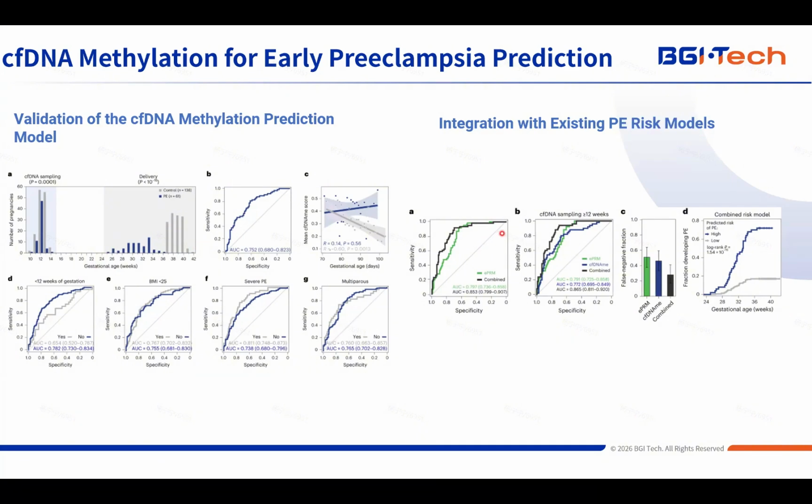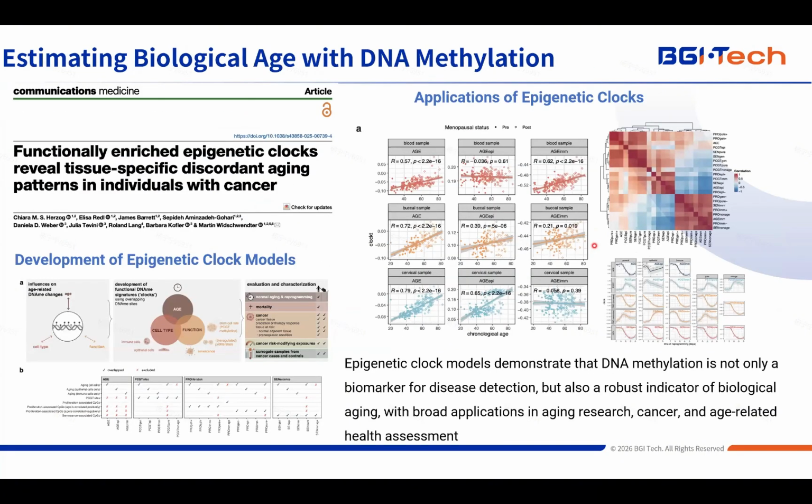And the researchers suggested that the model built complements existing PE prediction models. They also proposed that incorporating demethylation signals could further improve PE risk prediction. And beyond the disease applications, demethylation also provides a powerful way to estimate biological age through epigenetic clock models.